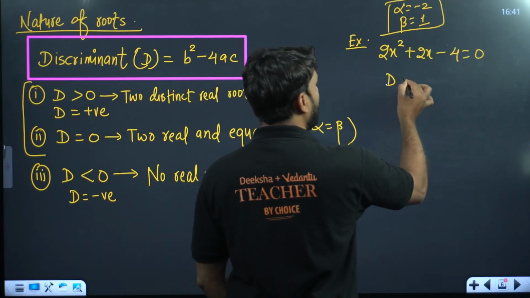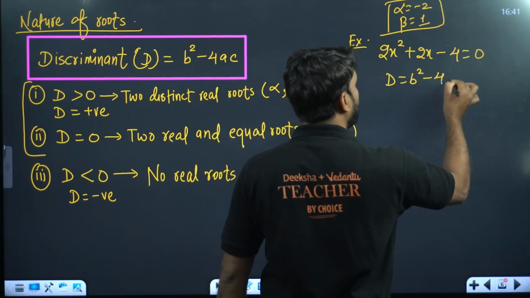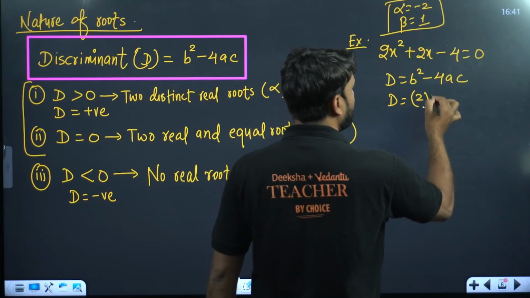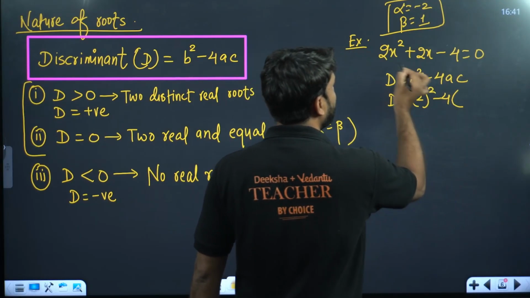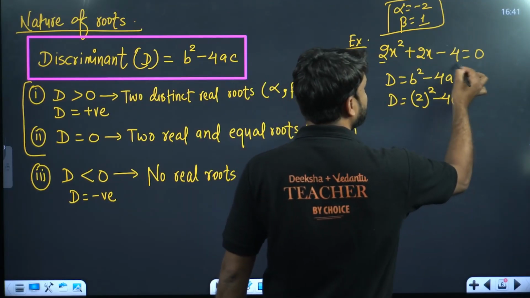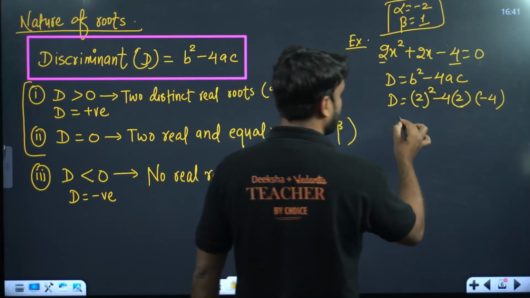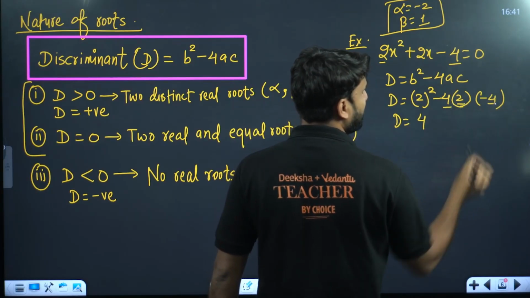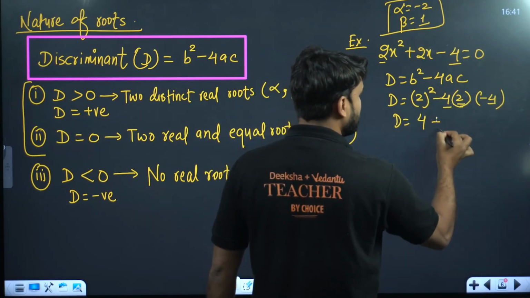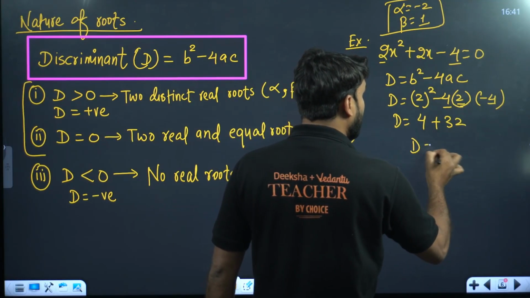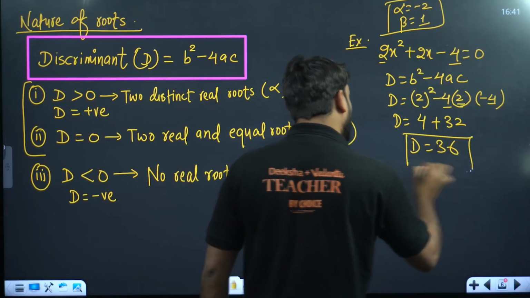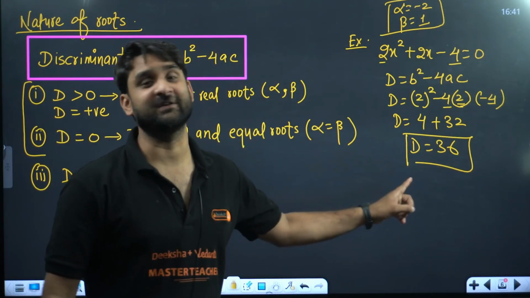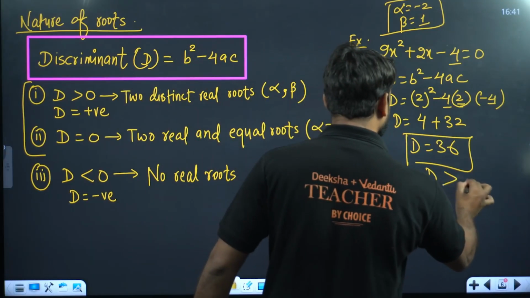Now find out D. What will be D? D is equal to b square minus 4ac. So now find out b. So b is 2. 2 square minus 4. Where is a? A is 2. And where is c? C is minus 4. Now check. D, 2 square will be 4, and 4 into 2 is 8, 8 into 4 is 32, and minus minus plus, so plus 32. So D we have is equal to 36. D is 36, positive 36. It indicates that D is greater than 0.